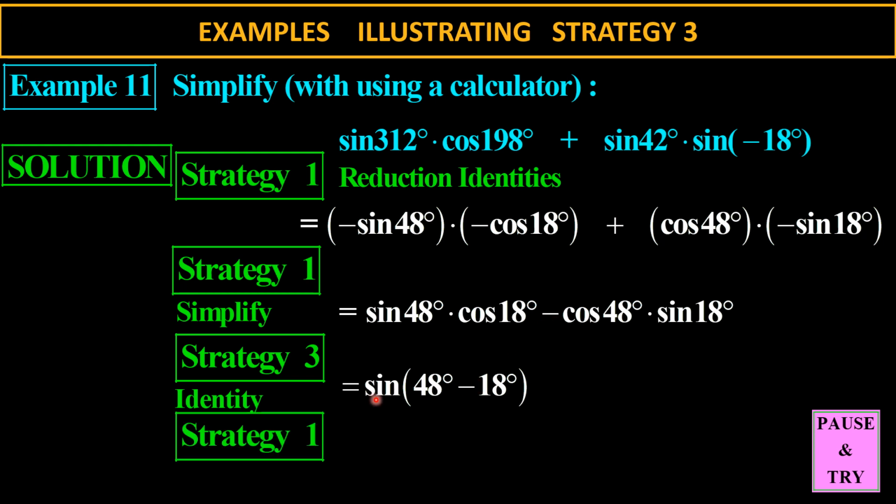Then we need to simplify that. 48 minus 18 we can easily simplify. That is sine of 30, and sine of 30, you don't need a calculator for that. That value is 1 over 2. And there we've simplified that expression.